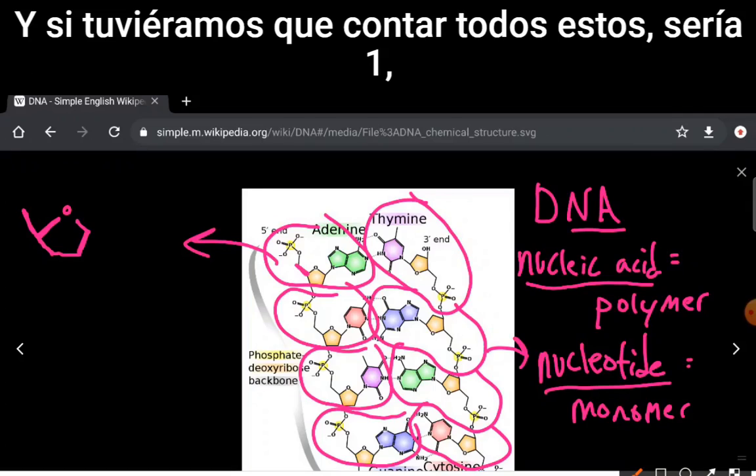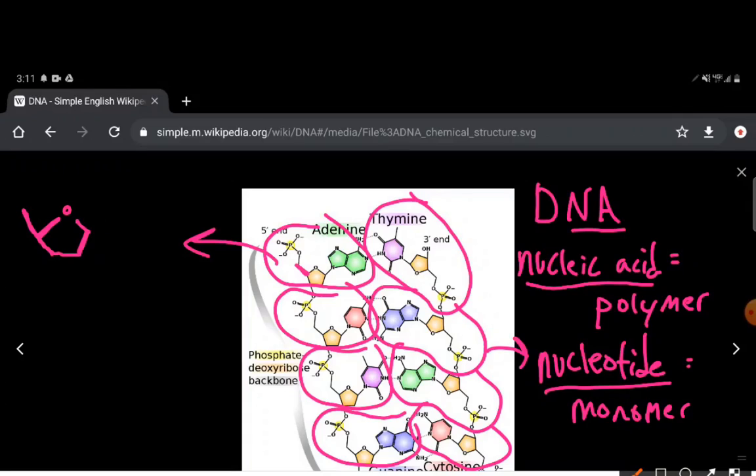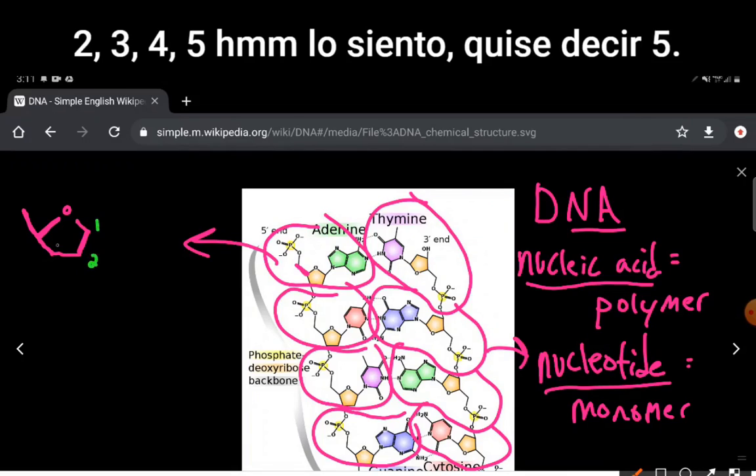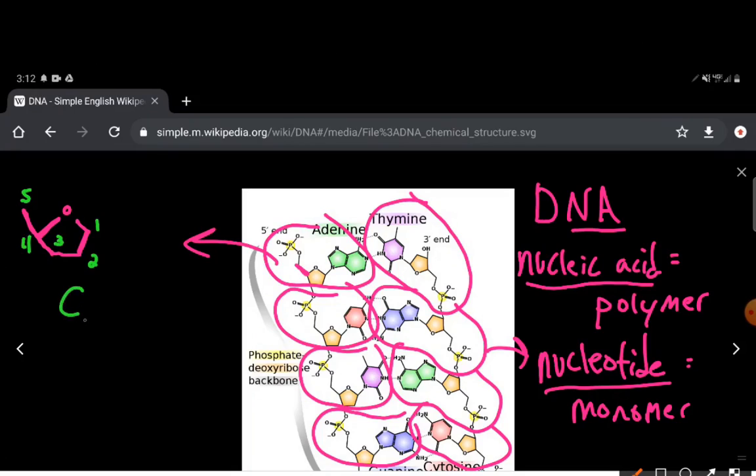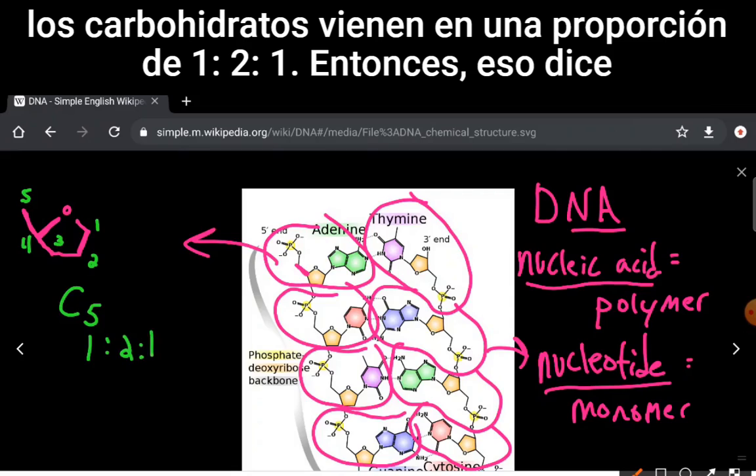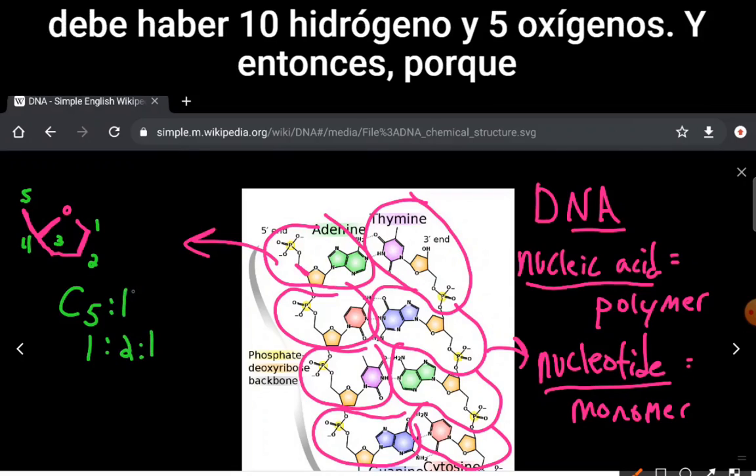And if we were to count all these, it'd be 1, 2, 3, 4, 5. I'm sorry, I meant 5. If you remember, carbohydrates come in a 1 to 2 to 1 ratio. So that tells you there must be 10 hydrogens and 5 oxygens.